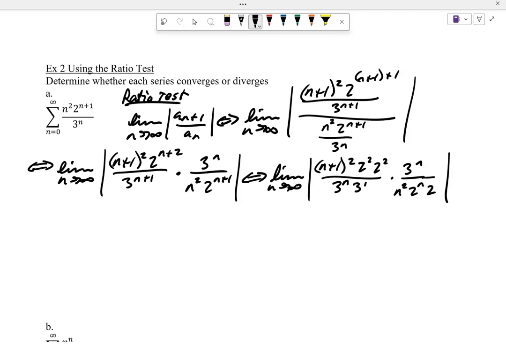Alright, let's start canceling some stuff. I got 3 to the n, 3 to the n, that's gone. Oops, that's a 2 to the n right there. Sorry about that. 2 to the n, and 2 squared. So I see my 2 to the n's are gone. I got 2 squared over 2. That leaves me with a 2 right there. So it looks like I got 2 times n plus 1 squared.